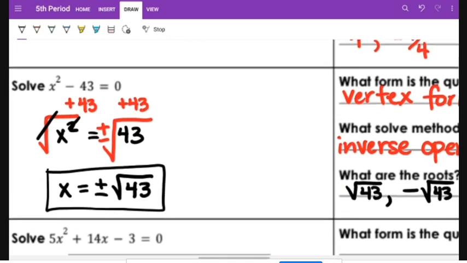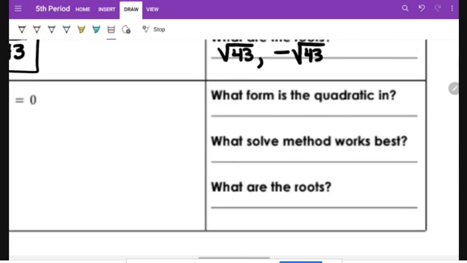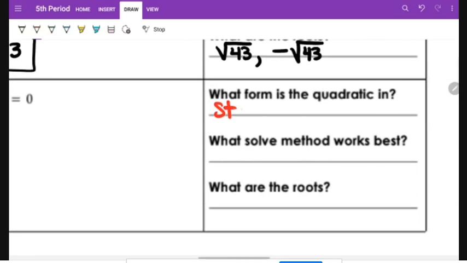Let's move on. Example 4. What form is this in? This is standard. Because it has a 14x, that's our bx, that's our middle term, there is no way that we could call this vertex form. This is also definitely not factored form. This is standard form. In order to solve a standard form quadratic, we have to factor it. That's our method.